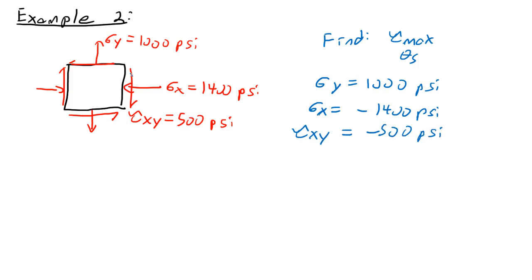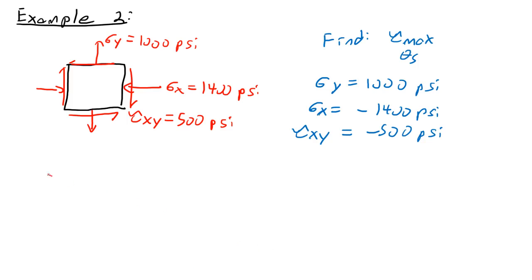So this came directly from this. Tau xy is negative 500 because it's opposite our positive sign convention. Sigma x is negative because it's clearly in compression, and sigma y is positive because it's clearly in tension. Okay. So it's actually the same exact stress condition as before. We're just finding different quantities.